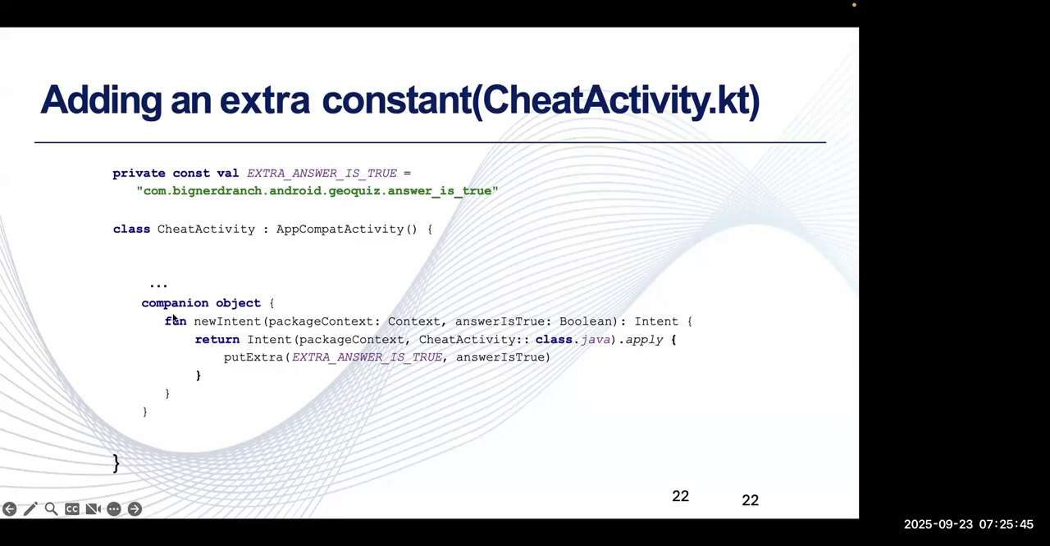Then we have the companion object. We have to declare this object. So we have a function, in this case newIntent, with the package context. Again, this is a context. The answerIsTrue is a Boolean value, and then Intent. So we start a new intent here. We're going to return an intent with the package context, CheatActivity::class.java, and then dot apply, putExtra, in this case extra answer is true, and then answerIsTrue would be that Boolean variable.